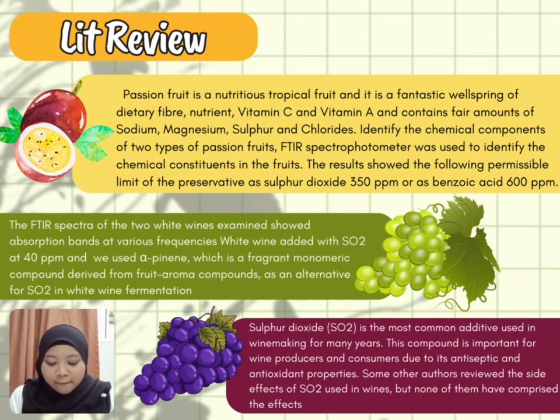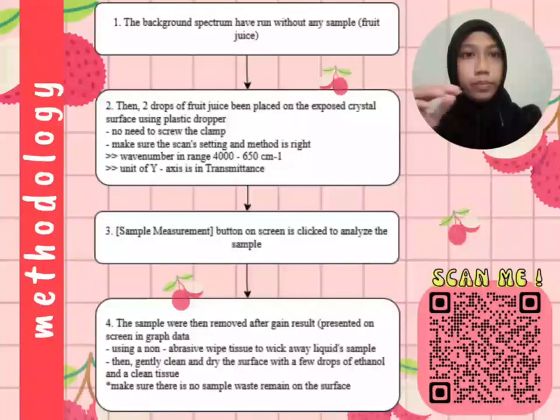Last, sulfur dioxide or SO2 is the most common additive used in winemaking for many years. This compound is important for wine producers and consumers due to its antiseptic and antioxidant properties. Some other authors review the side effects of SO2 used in wine, but none of them have comprised the effects.